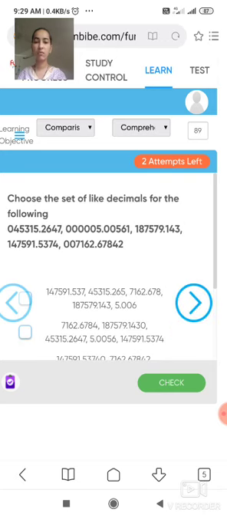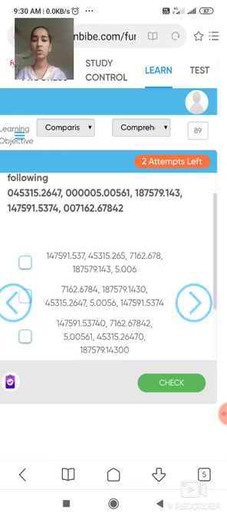Let's take a similar type of example. Choose the set of like decimals for the following. First of all, make all these decimals like decimals. Okay, first make the like decimals. Now see in which option your made decimal numbers are there. Okay, this question is for you. Try to write the decimal numbers as like decimals, okay, students.